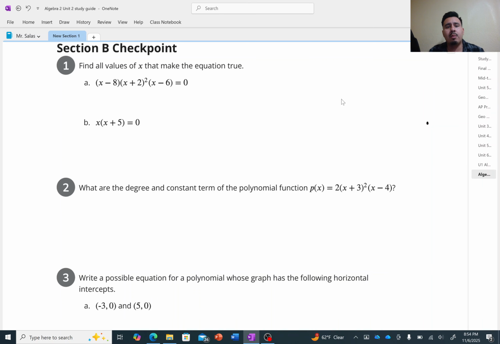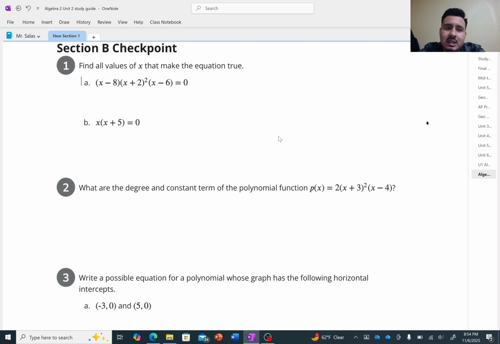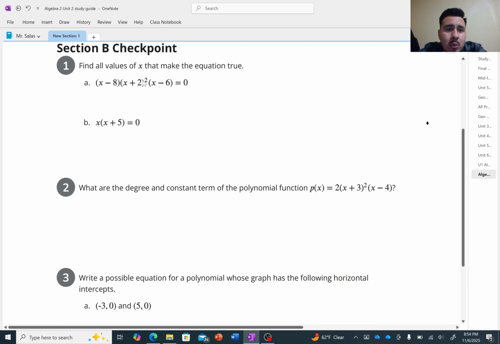Let's look at problem number 1. It says, find all values of x that make the equation true. This is actually more simple than it seems. It's basically telling you where these polynomials are going to cross the x-axis. We already know how to do that. Remember, we have to take each part and set it equal to 0.